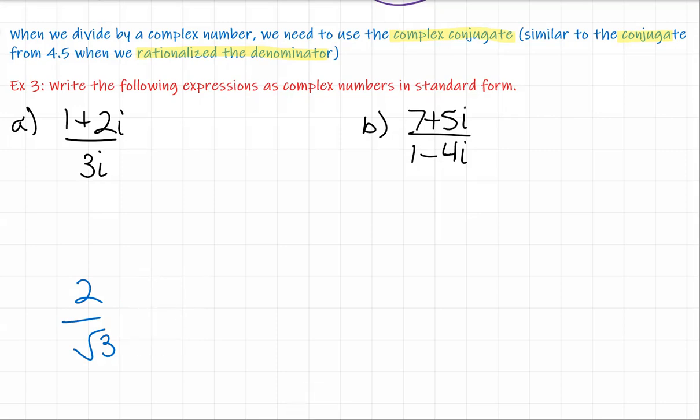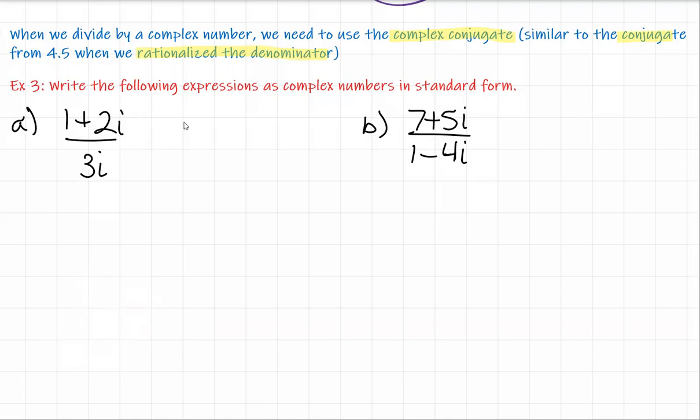Now, let's say there was a 5 in front of this rad 3. I wouldn't necessarily multiply top and bottom by 5 rad 3 over 5 rad 3, because then I'm going to simplify those 5s out anyway. So that'll just create more work for us if we include the 5. So we could still just do rad 3 over rad 3. And it's going to be the same case here.